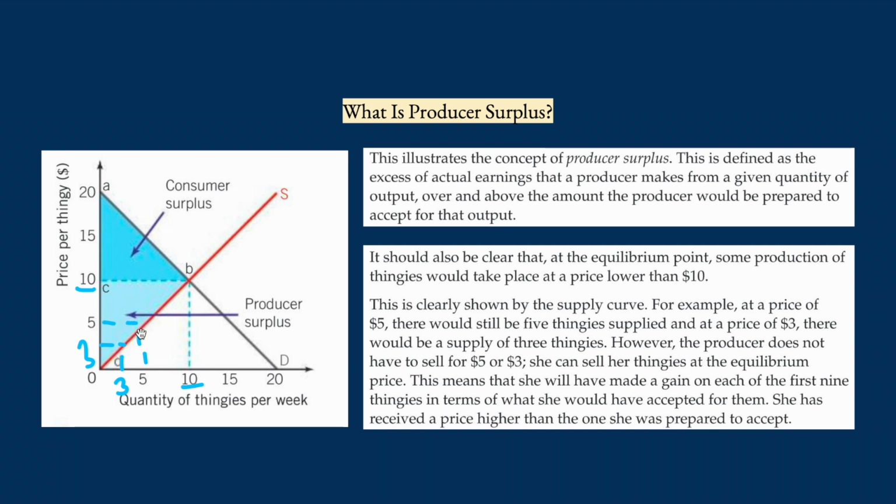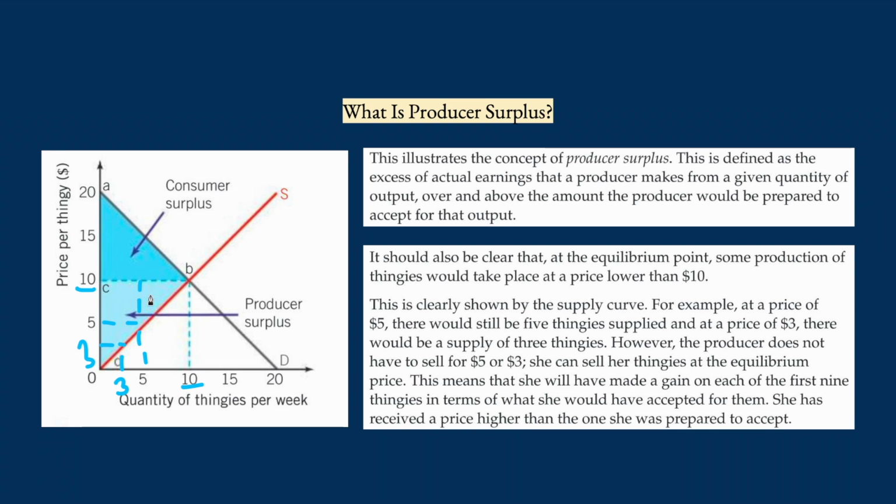For example, they don't have to sell 5 thingies for $5 just because that's where it crosses the supply curve. Instead, they can sell their thingies at the equilibrium price. Okay, they can increase it basically up to here. They can sell a quantity of 5 for $10 because it is the equilibrium price.